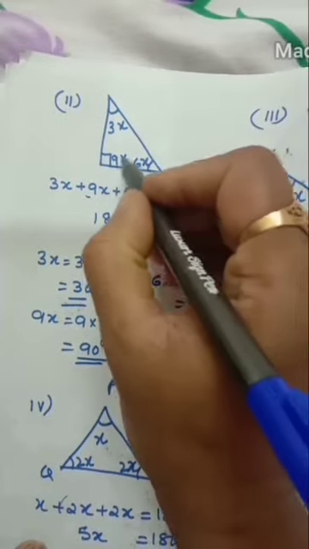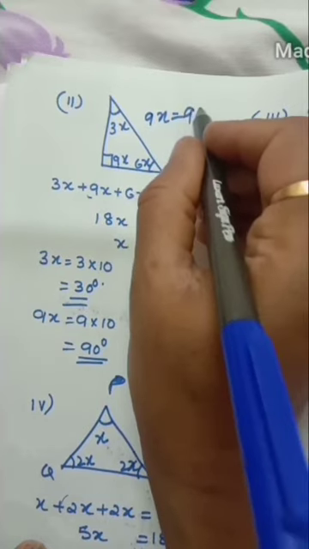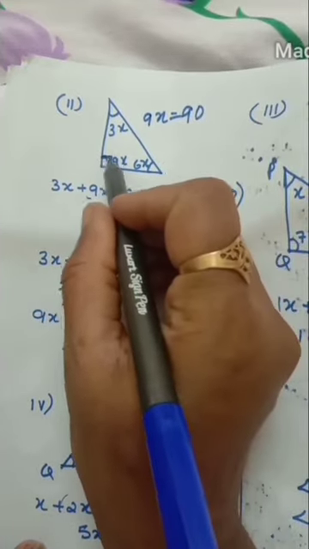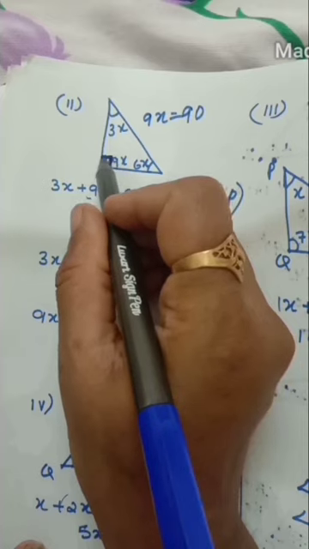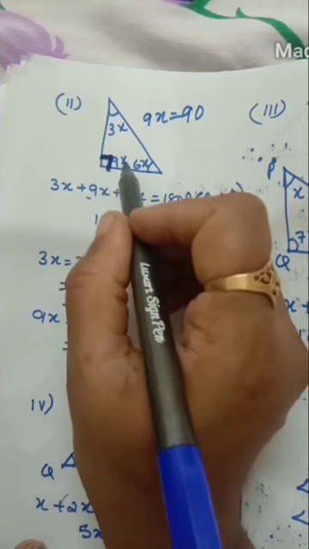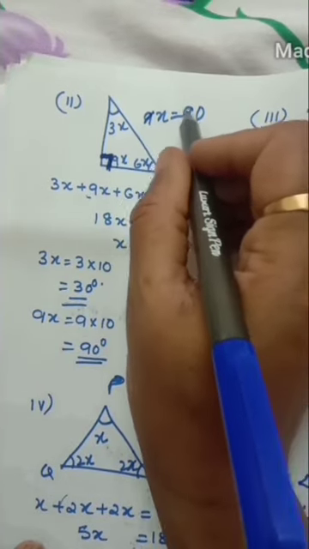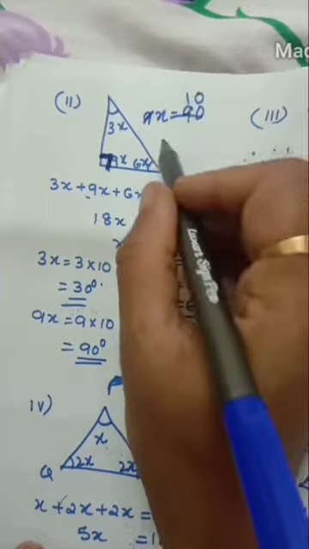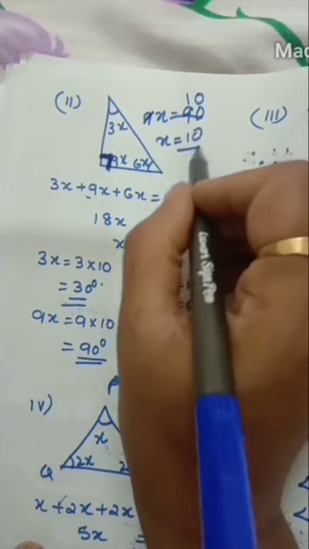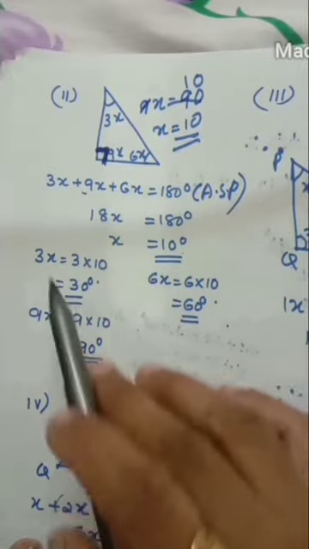Otherwise, the quick method is 9x equal to, you can say, 90. Why? I told you square meaning 90 degrees. If you check in the book, that is a square given. Square meaning 90 degrees. 90 degrees equal to 9x given. So, x equal to 10, straight away you will get, children. This also is a quick method. This also is correct only. Okay. No need to do this much.